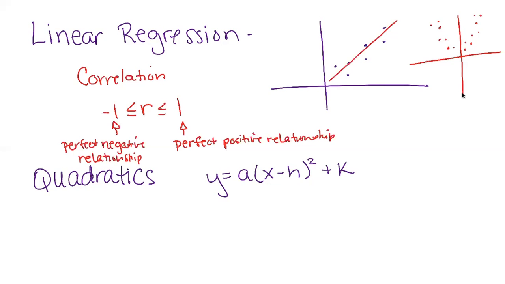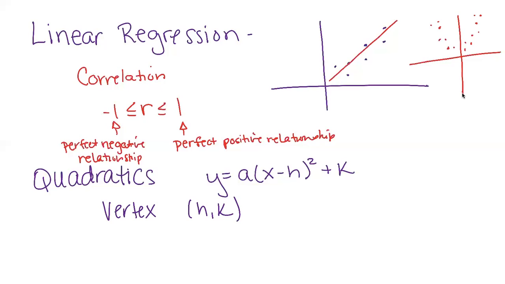In this, they're really going to focus on finding your vertex. So if you have something in this form, the vertex is your (h, k). The a value, that number will tell you if it's positive, then your quadratic is opening up. If that value is negative, then your quadratic is opening down.